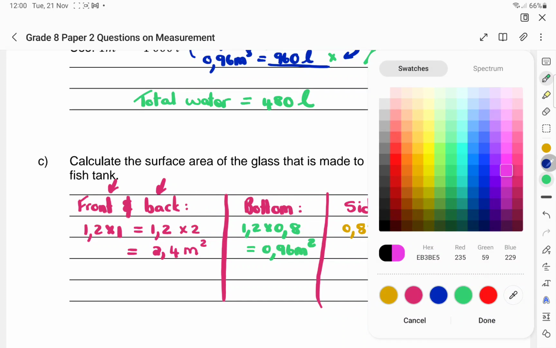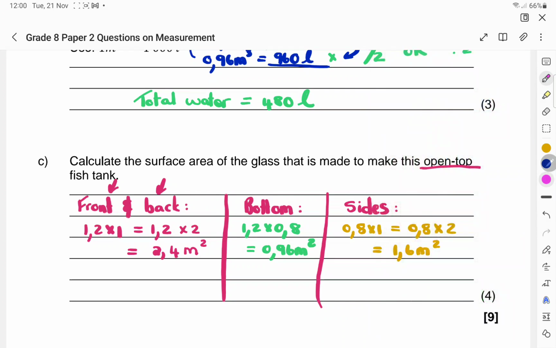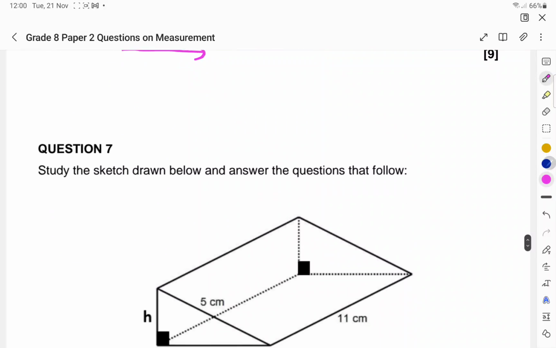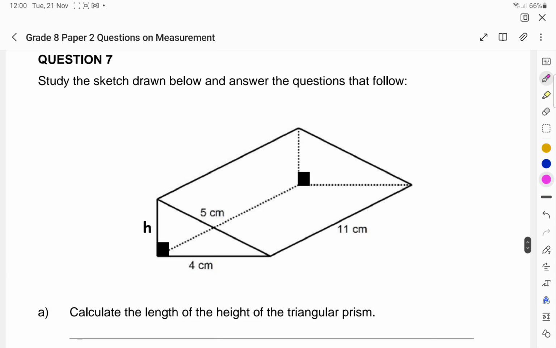Now to get the total surface area, we need to add all our totals together. So the total surface area is those three added together, which gives you 4.96 meters squared. Let me just always double check. Calculate the surface area of the glass that is made. Yes, that is the surface area. Okay, I hope it makes sense. Moving on to the next one.